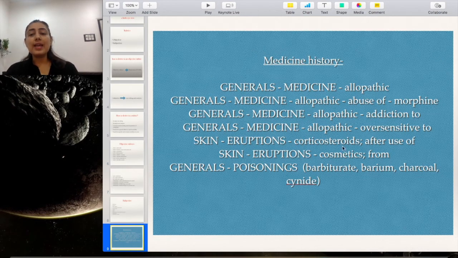Skin eruptions after use of corticosteroids. This is again a very interesting rubric you find in your repertory. Skin eruptions from cosmetics. So in many patients, girls, they come and say, doctor, I was okay, but since I used this cream, I went to the spa, I started getting skin eruptions. Bovista is one of the beautiful remedies for this. After poisoning, patient starts getting complaints. So these are some of the beautiful set of rubrics which are there in your repertory.